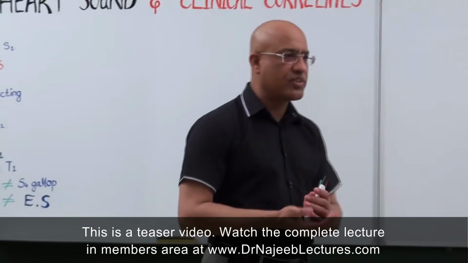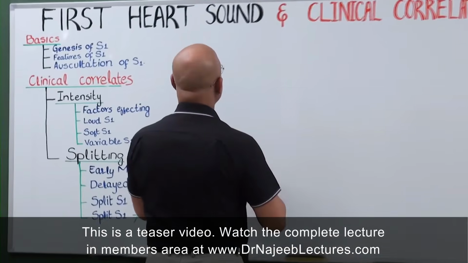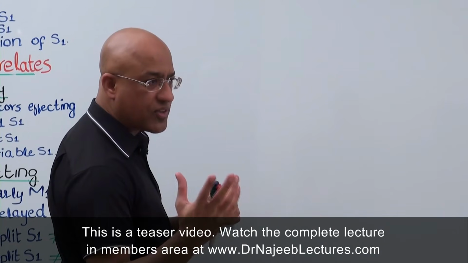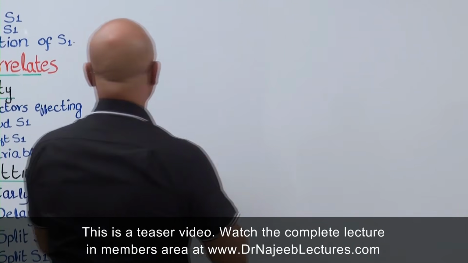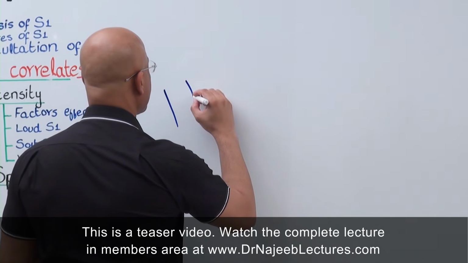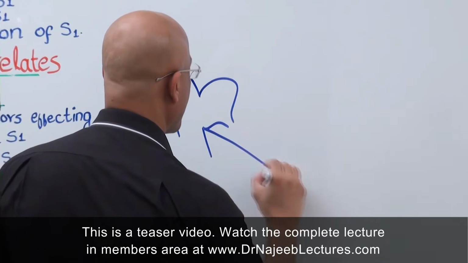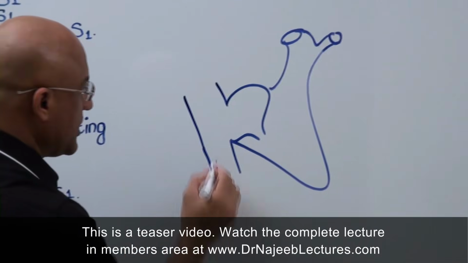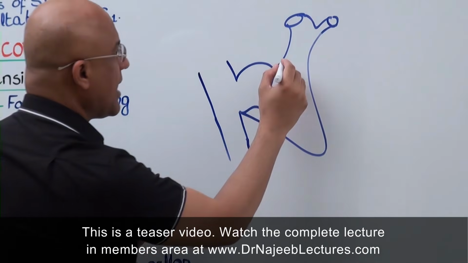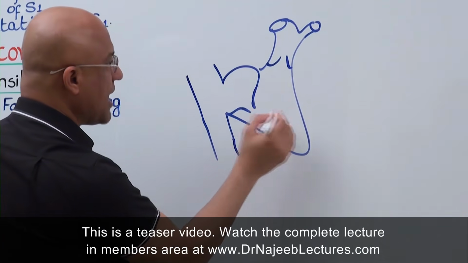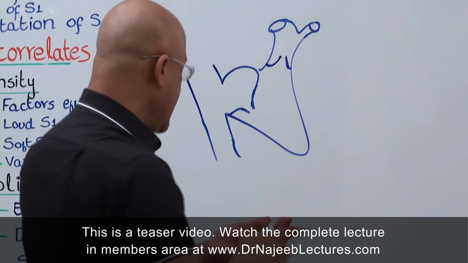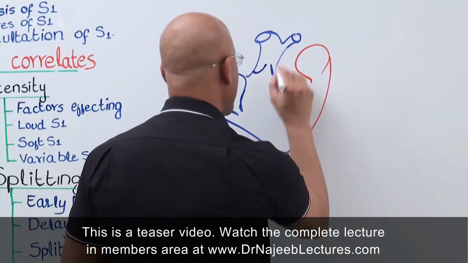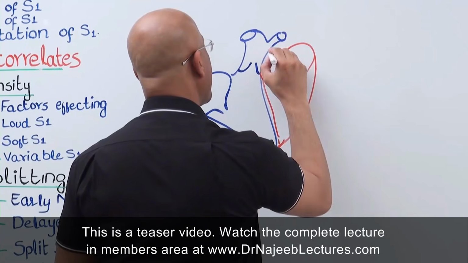To understand the genesis of first heart sound, let's start with the mechanical events in the heart which produce the first heart sound. Here I am drawing the right heart. You know these structures. Here is superior vena cava, inferior vena cava, atria, and here is tricuspid valve, and this is pulmonary valve. And here is your left heart, right? And this is your aorta.